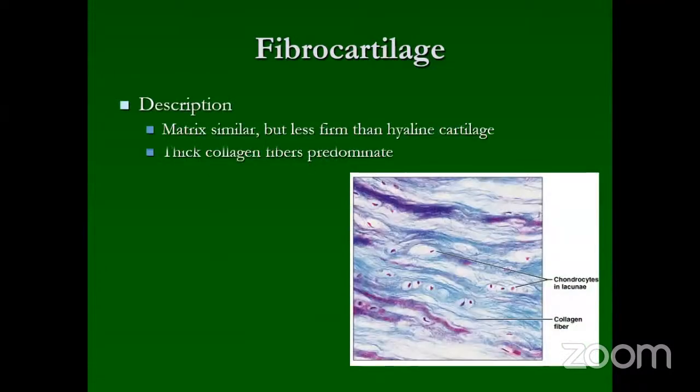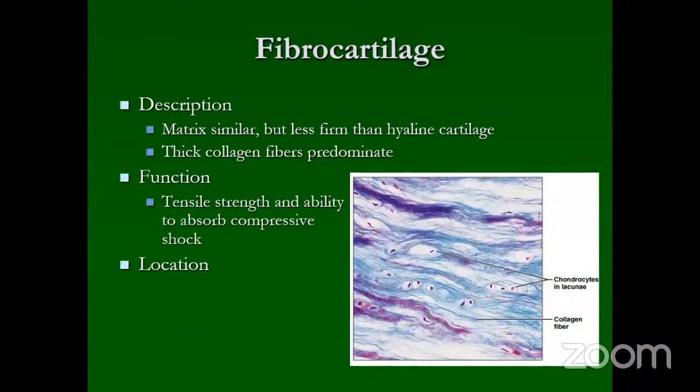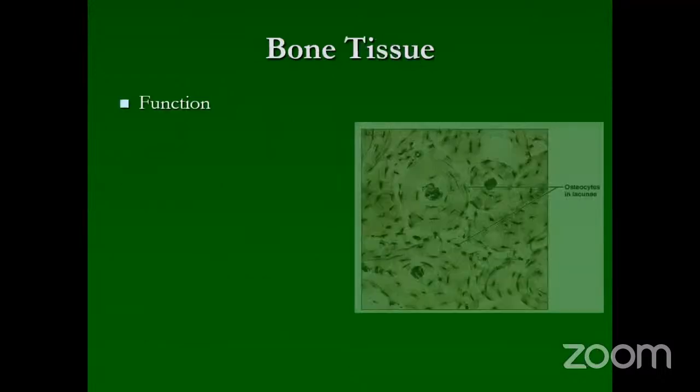Then fibrocartilage. It is also a matrix similar to the hyaline cartilage, and it has mostly collagen fibers. The function is that it gives tensile strength and absorbs shocks. So it gives protection. They are mainly present in the intervertebral discs and pubic symphysis, and also in the knee joints.